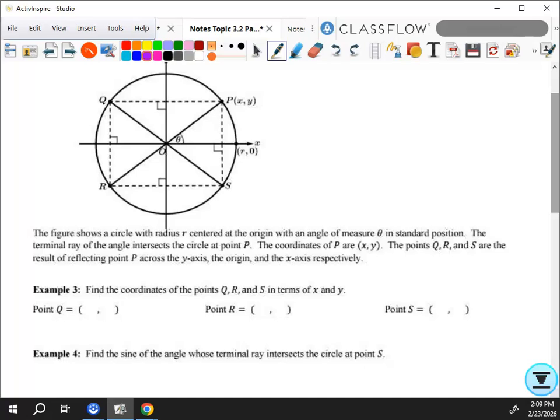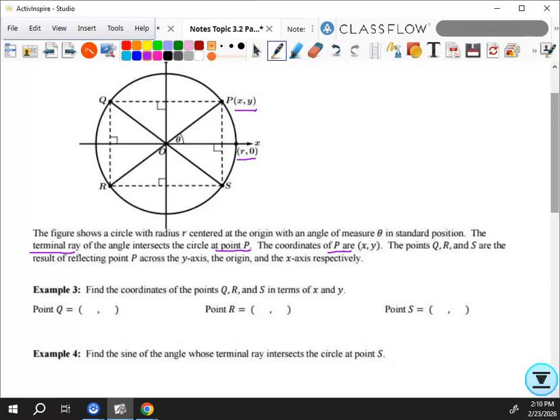So this says, the figure shows a circle with radius r, centered at the origin with an angle measure of theta in standard position. The terminal ray of the angle intersects the circle at point P. The coordinates of P are x, y. Okay, that's already on there for me. That's good. Points Q, R, and S are the result of reflecting point P across the y-axis, the origin, and the x-axis respectively. So that's just exactly like what we did when we built our unit circle.